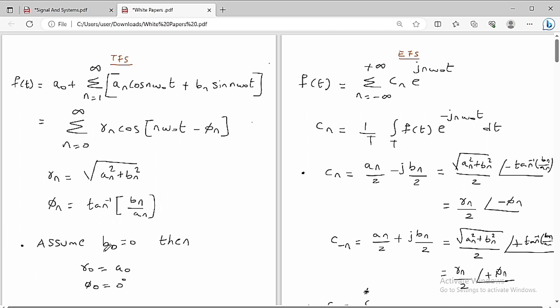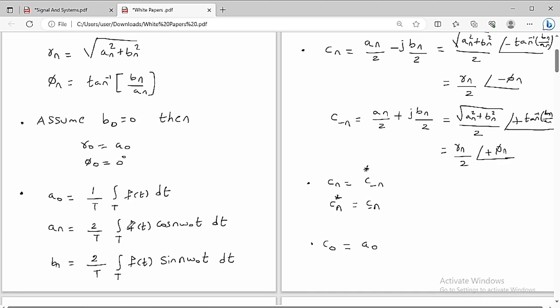So we have to assume b0 is equal to 0. Then what is going to happen when n is equal to 0? We get r0, which is the square root of a0 squared plus b0 squared. b0 is equal to 0, therefore r0 is equal to a0. And if we substitute b0 equal to 0, then phi0 is equal to 0 degrees. Then what is the value of a0?